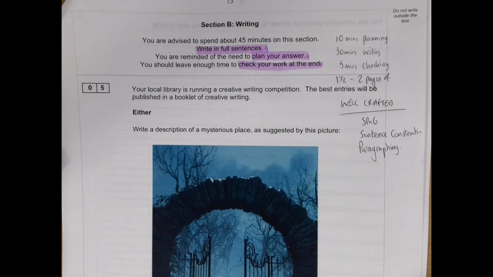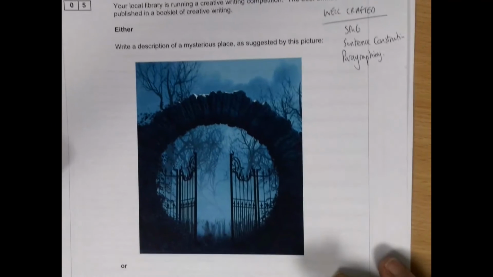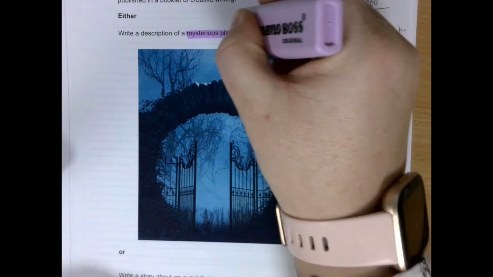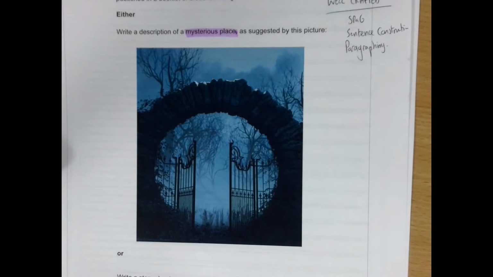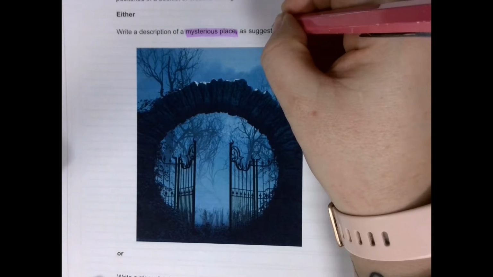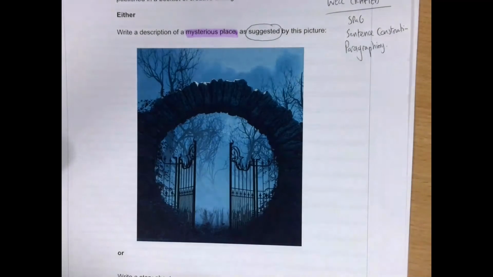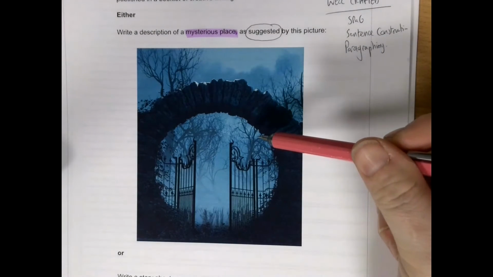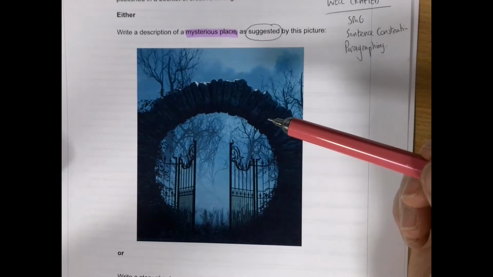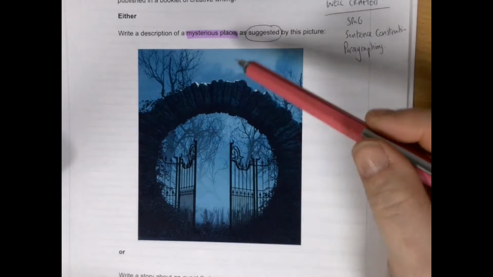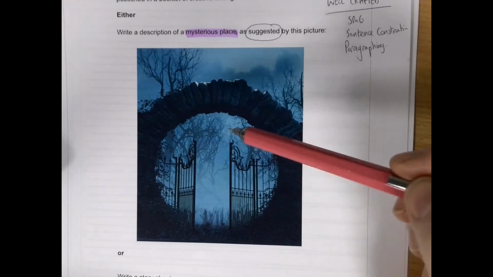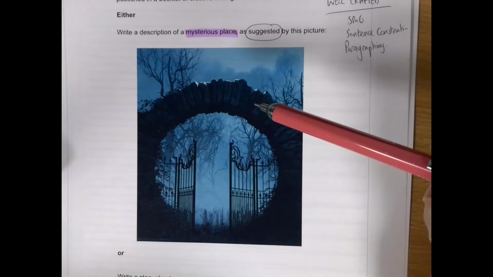So let's have a look at this descriptive one. It says here, write a description of a mysterious place as suggested by this picture. Now, any place in the world could be mysterious, and the thing that I really want to draw your attention to here is the use of the word suggested. All that means is that you use this picture as a springboard, a starting point for your creative writing. You don't have to just describe what can be seen in this image. Instead, you use this image to get you thinking about what you're going to be describing.